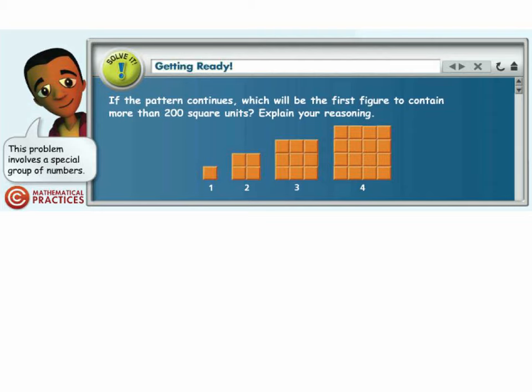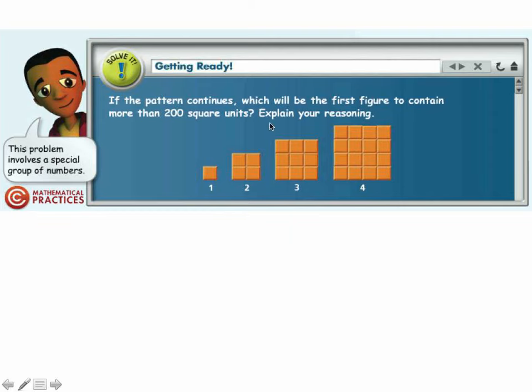So here's our getting ready, solve it problem. If the pattern continues, which will be the first figure to contain more than 200 units? So what I see here is that in figure number 1, this has 1 unit. In figure number 2, I count 1, 2, 3, 4 units. In figure 3, I count 9 units. And in figure 4, I count 16 units.